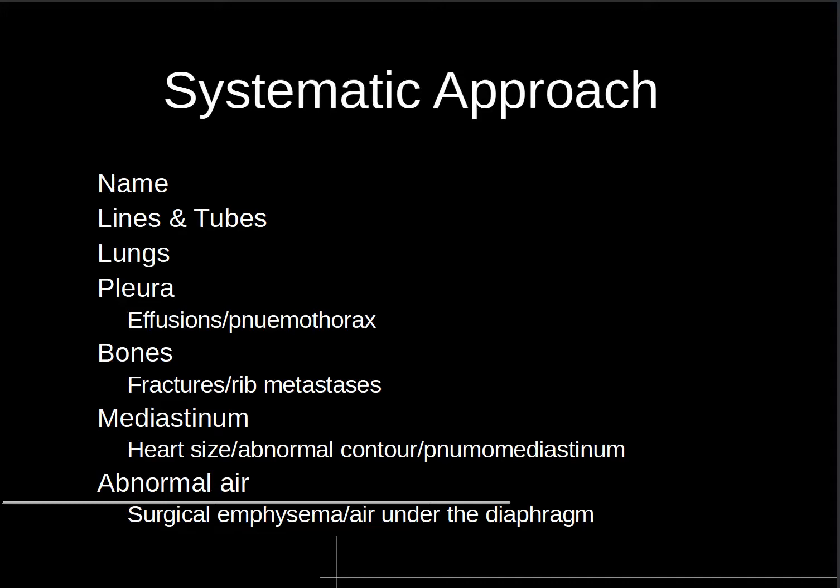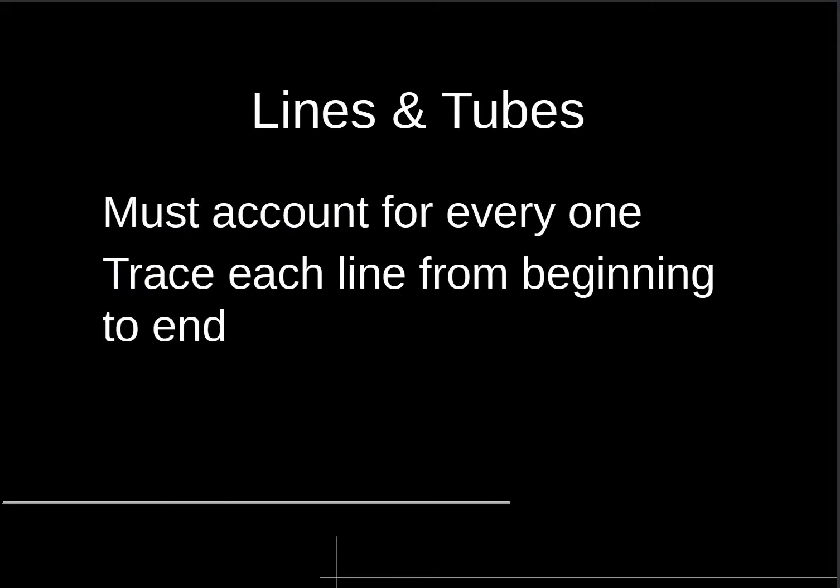So let's go through these things. We've done the name. Next are the lines and the tubes. Remember, in a hospital setting, and in particular a critical care or ITU setting, there are lots of lines and tubes. They are there for a purpose. If they are used incorrectly, it can be fatal. So you must account for every single line, and you must trace each line from beginning to end. Shall we look at some examples?